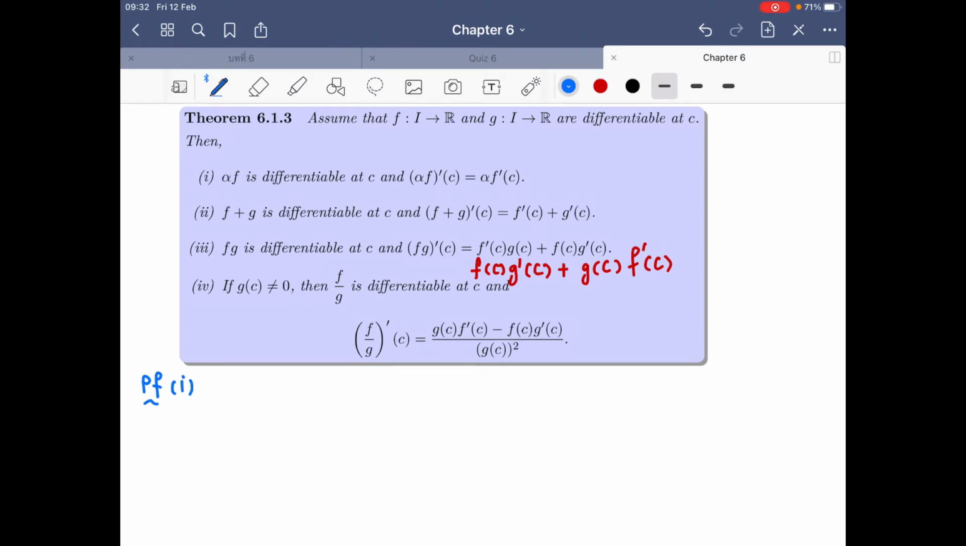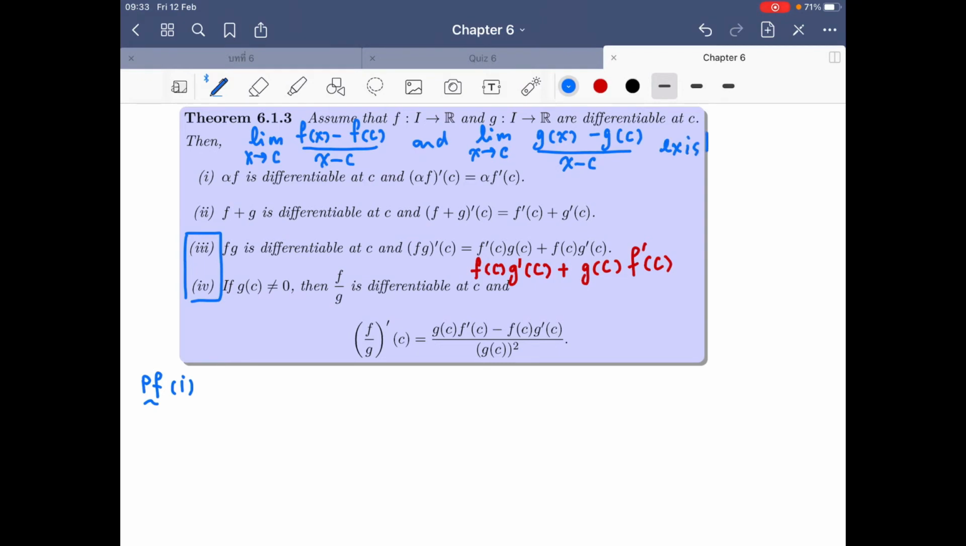It is a pretty important technique in terms of the mathematics that we usually do. However, the technique that we are talking about will be mainly on number 3 and number 4. So for example, because f and g are differentiable, it means that the limit of this quotient over x minus c, and the limit of the quotient g of x minus g of c over x minus c, they exist.